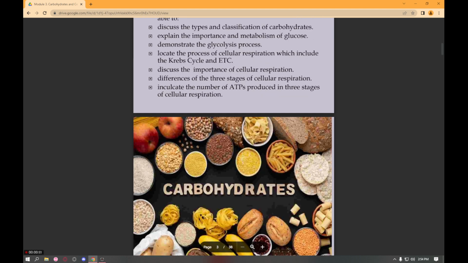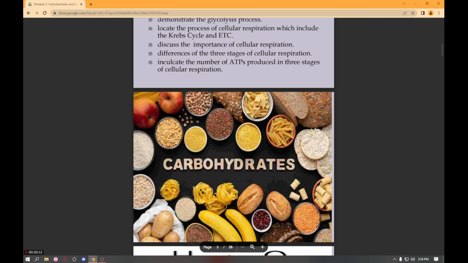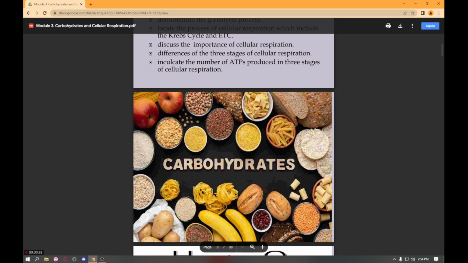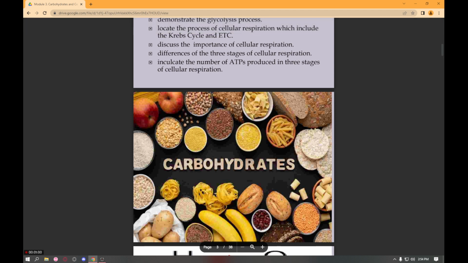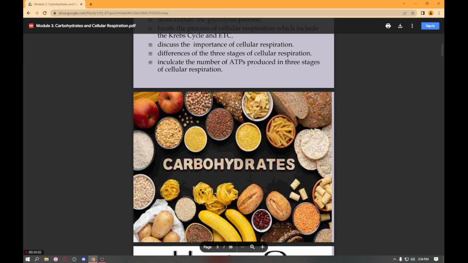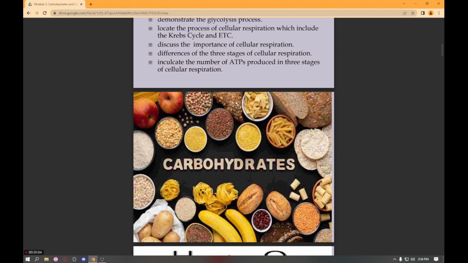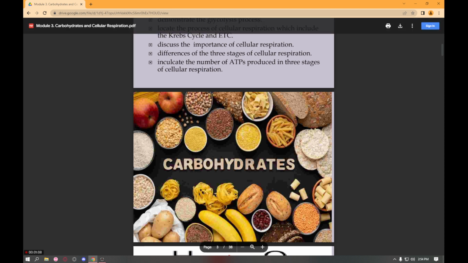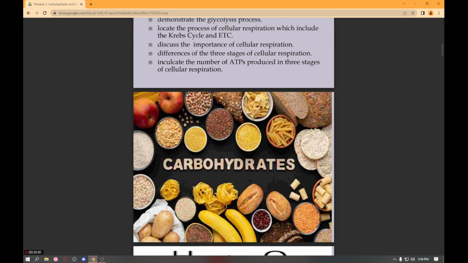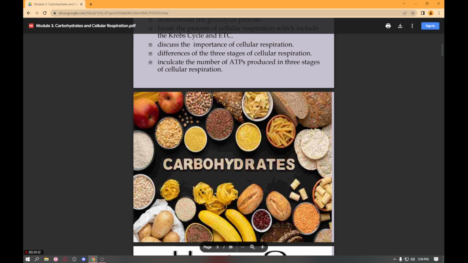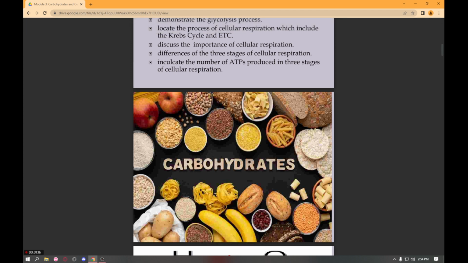So let's start with this picture. If you notice, these are the food, like for example, these are the bananas, potatoes. All of these foods are made up of carbohydrates, okay? Which means that even the grains or even the apple are made up of carbohydrates, or made up of a source of energy.